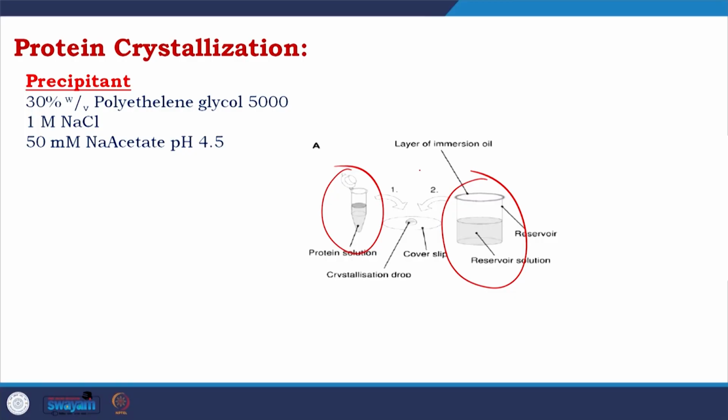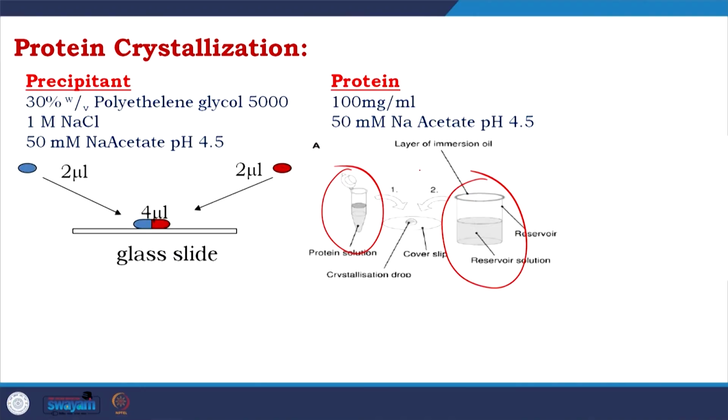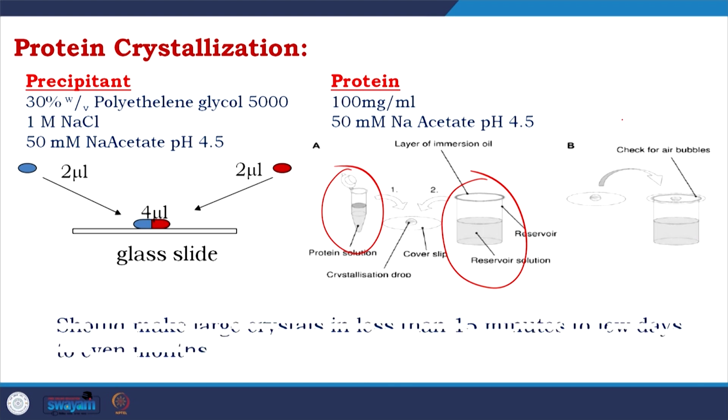So, what do we do? We have a precipitant, let us say this is one precipitant condition: 30% weight by volume polyethylene glycol 5000, 1 molar NaCl, 50 millimolar sodium acetate pH 4.5, and the protein is 100 milligram per ml in 50 millimolar sodium acetate pH 4.5. Now, we take 2 microliter of the protein and 2 microliter of the precipitant and keep it on the glass slide. You could imagine cover slips used in biology as a glass slide. Then we put grease there and put it back on the reservoir, which produces the closed system, and then we check for air bubbles to ensure that this is a closed system.